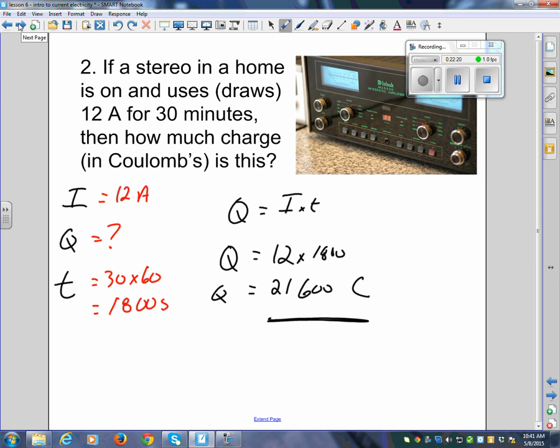Do you want to try the third one out? You guys try the third one. I'm going to go mark my attendance, then I'm going to come back and do it. You try the third one on your own.